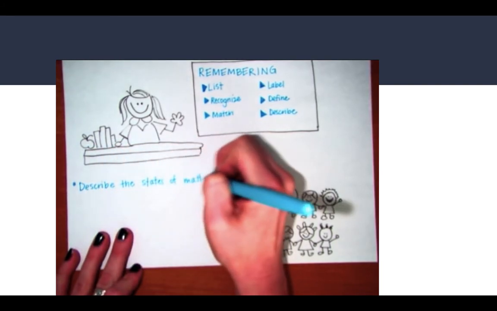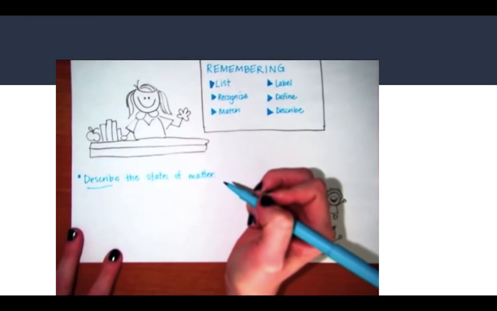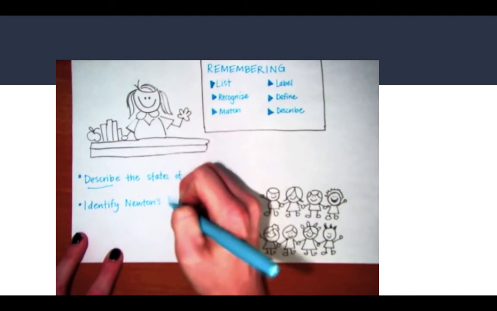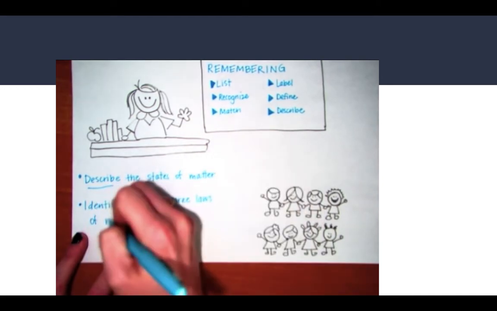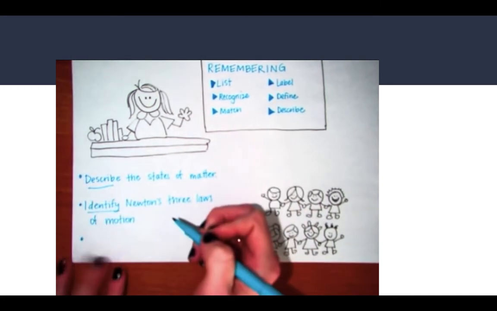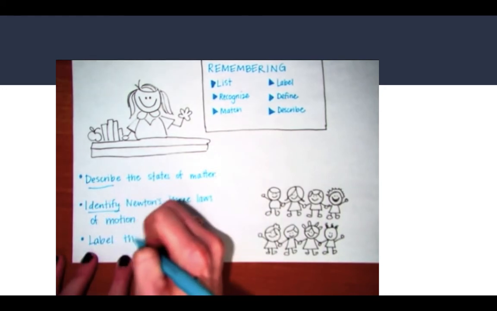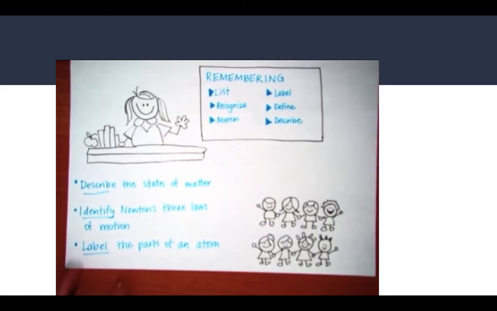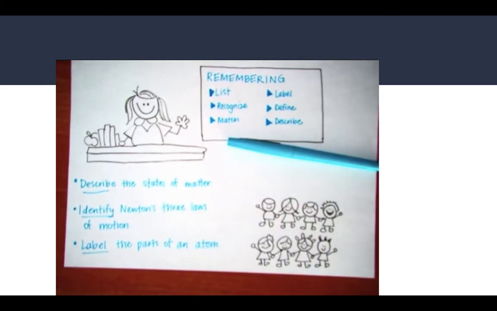Actually, many of my physical science standards fall into this domain. Describe the states of matter, identify Newton's laws, and label the parts of an atom. Rigor on these objectives can be increased by requiring students to do more with this information than simply reproduce it on an assessment, which conveniently leads us to our next cognitive domain.